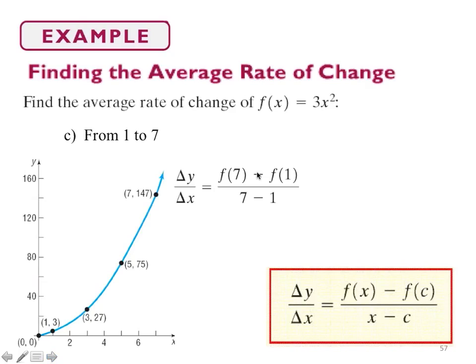So we have f of 7 minus f of 1 over 7 minus 1. So we get 147 when we plug 7 into the original equation, minus 3 over 7 minus 1. So we get 144 divided by 6, which gives us 24. So that means that if we were to draw a line from (1, 3) to (7, 147), the slope between those 2 points would be 24 over 1, or just 24.